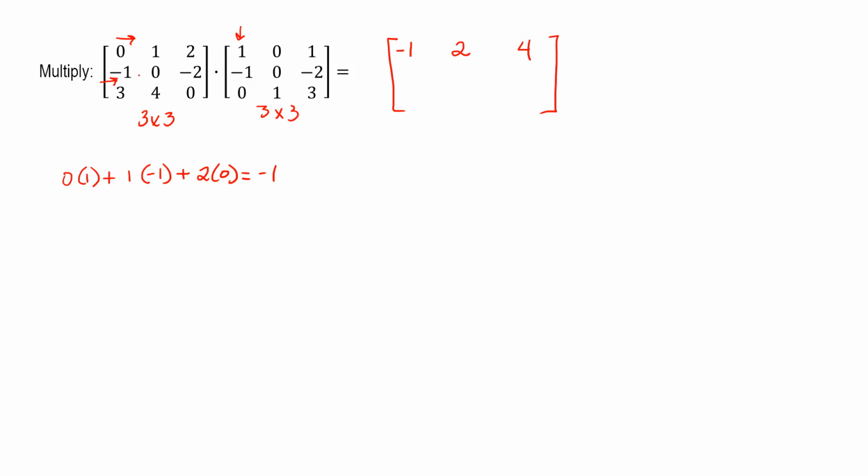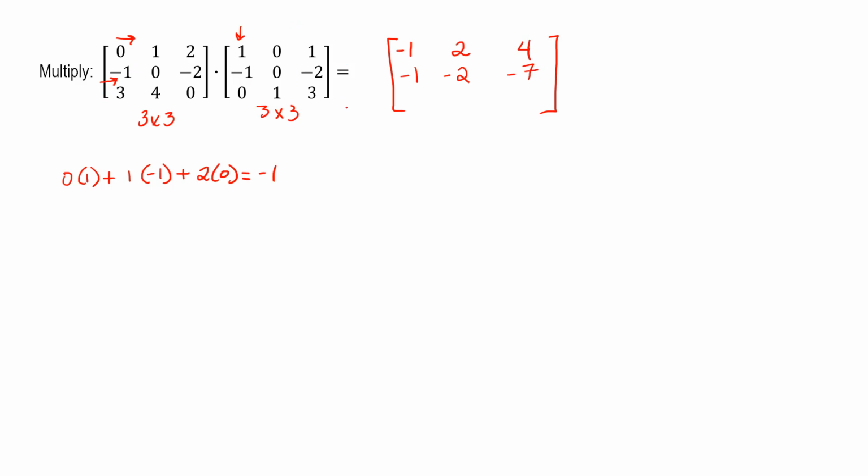on to the second row of the first matrix. Across the rows, down the columns. So second row, down the first column, negative 1 times 1 is negative 1, and then you've got 0 and 0, so negative 1. Across the second row, down the second column, you've got 0 plus 0 plus negative 2. Across the second row, down the third column, you've got negative 1 plus 0 plus negative 6, so that's negative 7.